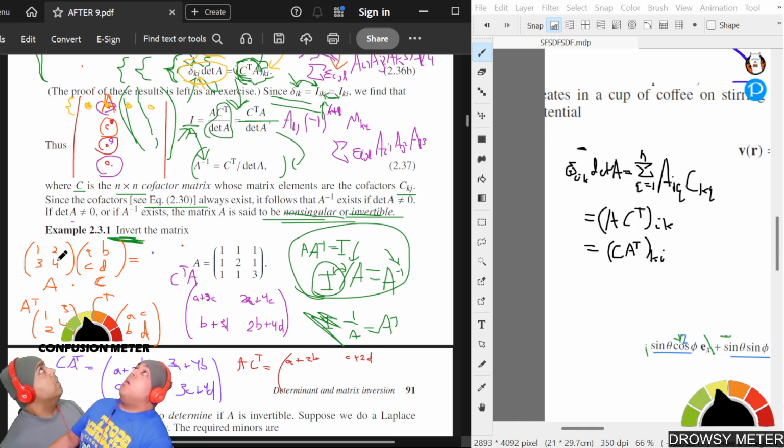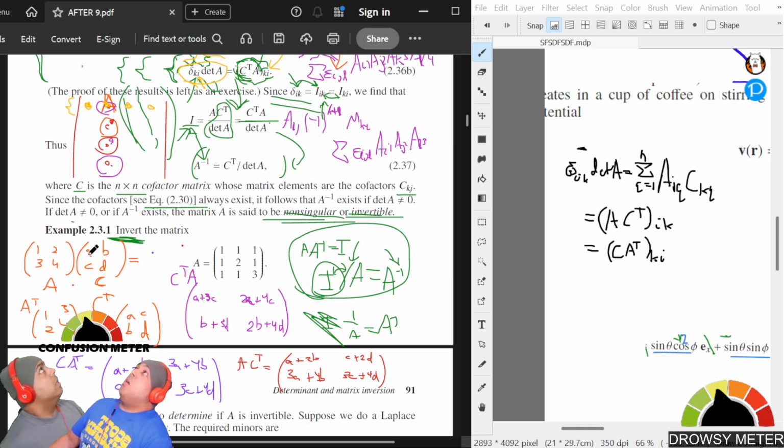Now we have 3A. This times this. 3A plus 4B. This times this. 3C plus 4D. I feel like I did this wrong. It's just a feeling I have.